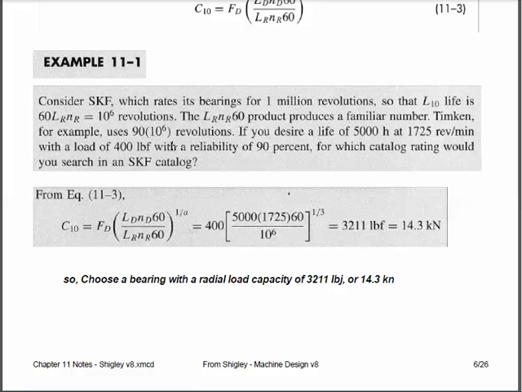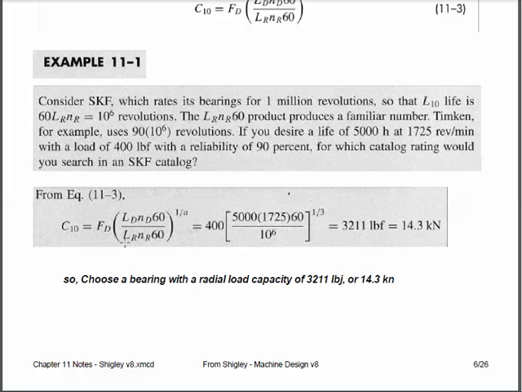So let's take what I know and put it into this equation. I know that my desired force is 400 pounds. I know that my hours desired is 5,000. I know that my desired speed is 1725 RPM, and to convert from minutes to hours, I'll multiply by 60. And now, the catalog life is the life rating of the catalog times the speed at which they rate their bearings times 60. Now, I don't know the life rating in hours, and I don't know the speed rating in RPM of this particular catalog, but I do know that this product is 10 to the 6th.